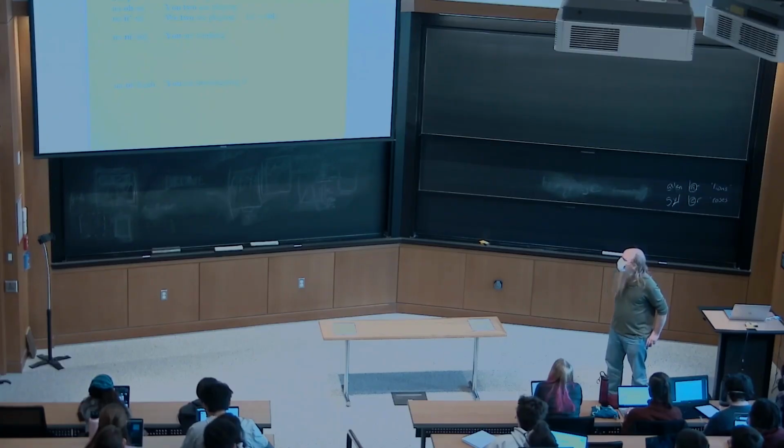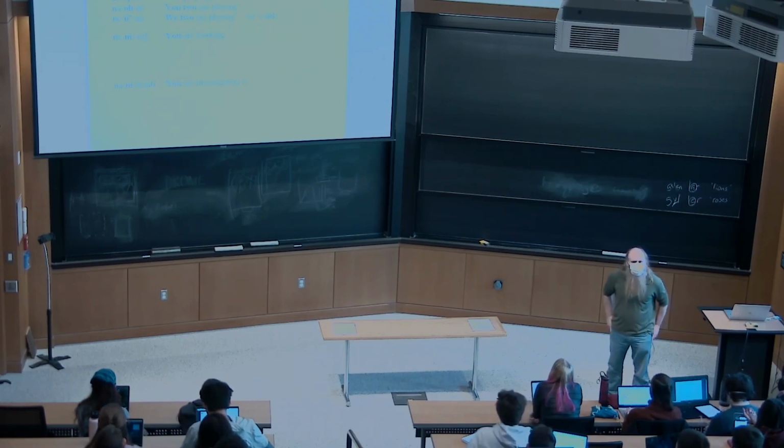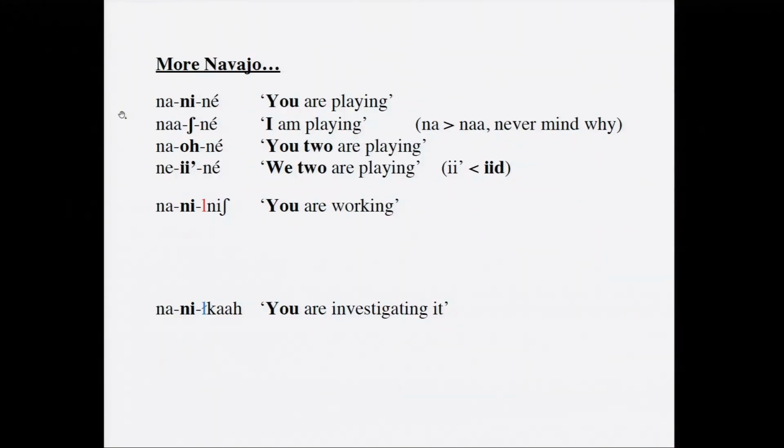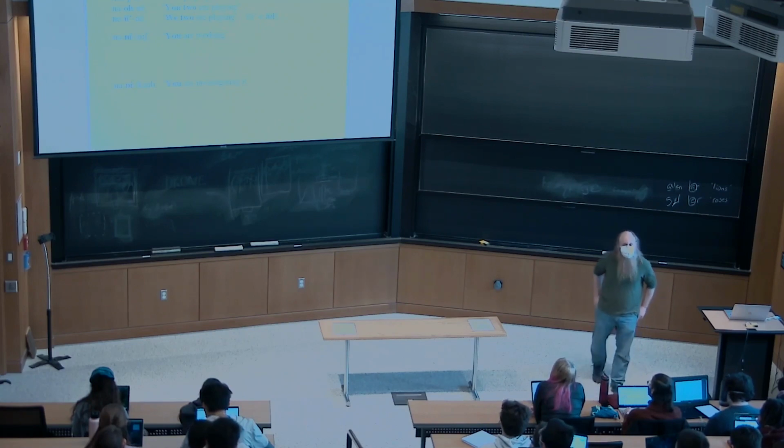People who work on Navajo really think that that L is a separate morpheme. They call it a classifier. Really, for our purposes, all that amounts to is that there are a bunch of verbs that start with L, and then the L is followed by another consonant. We don't have to worry too much about what that L is. So, okay, for our purposes, working starts with 2 consonants, lnish. And investigating also starts with 2 consonants. The first one is a voiceless L. So this is nanishka, you are investigating it. Okay?